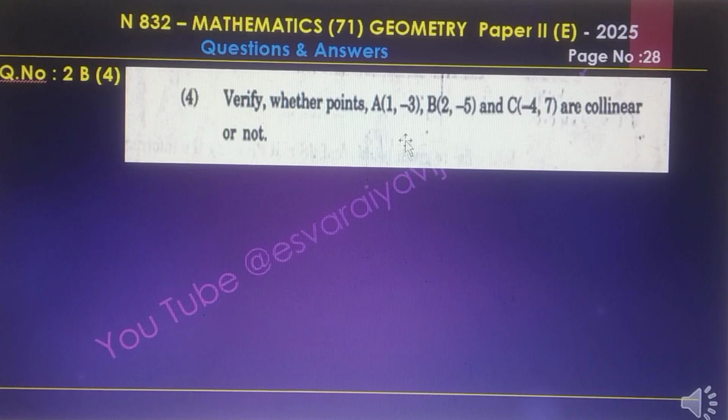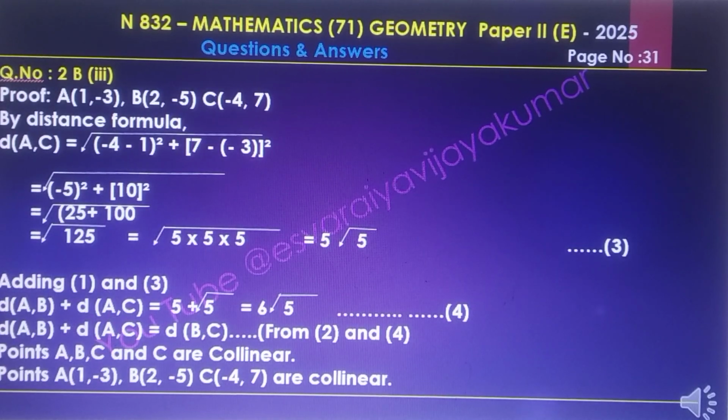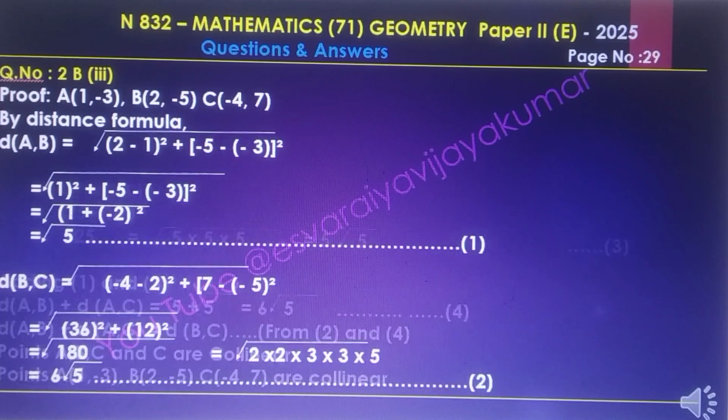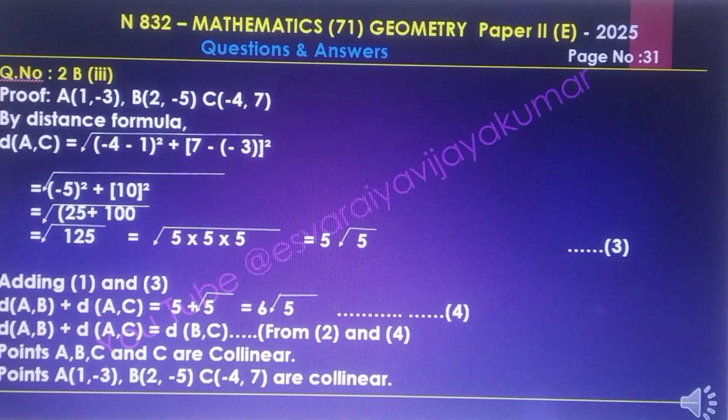Question 4. Verify the points: 1, minus 3, 2, minus 5, 4, minus 4, 7. Here in the same way, the length of AB we are getting root 5, the length of BC also we are getting 6 into root 5. And the length of AC we are getting. Here the formula is the square root of x2 minus x1 whole square plus y2 minus y1 whole square. That is the formula we are using. Finally we are getting the answers like that.